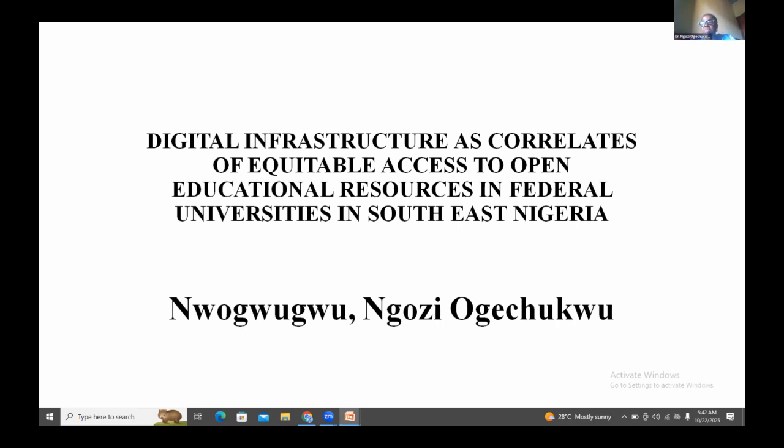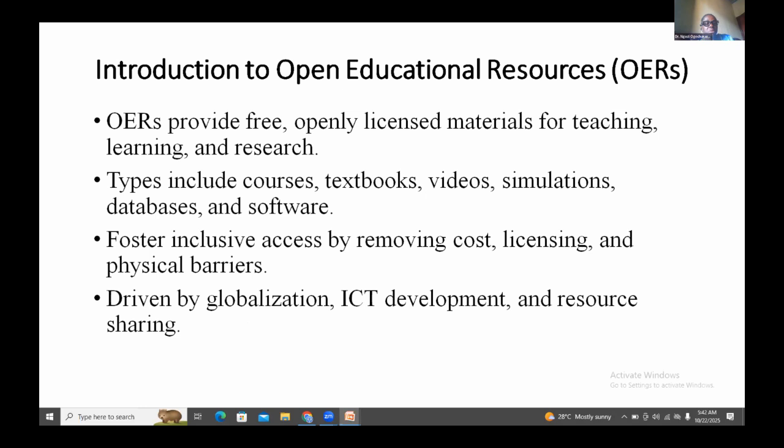The development of ICT has not only enhanced global economic and social networking activities, but also global collaboration and resource sharing. These resources include coursework, courses, textbooks, videos, simulations, databases, and software. The resources are intended to foster inclusive and equitable access to knowledge by breaking down barriers associated with costs, licensing restrictions, and limited physical access to educational materials.